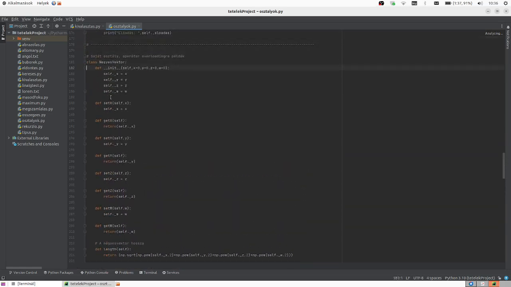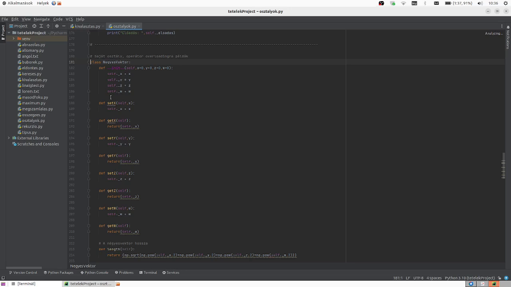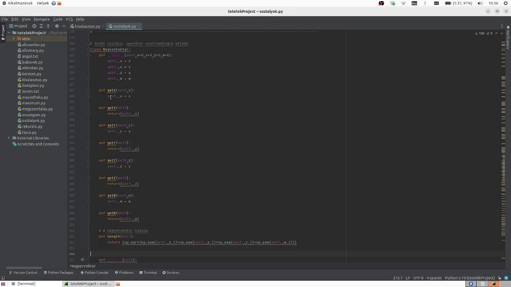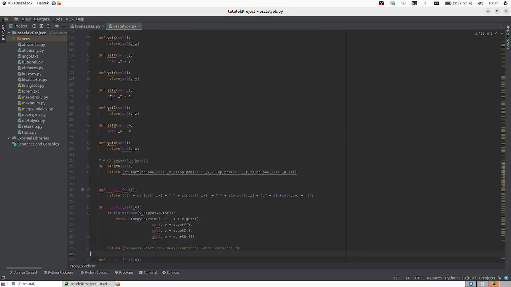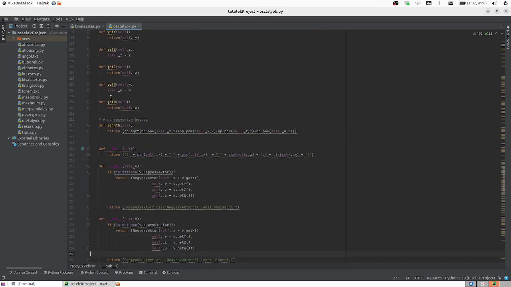a class. The négyes vector means four vector or relativistic vector or something like this. It has four private components in Python: x, y, z, w. You can set the values, and then here there are some operations. For example, here there is an addition. The addition, oh sorry, you cannot read this.